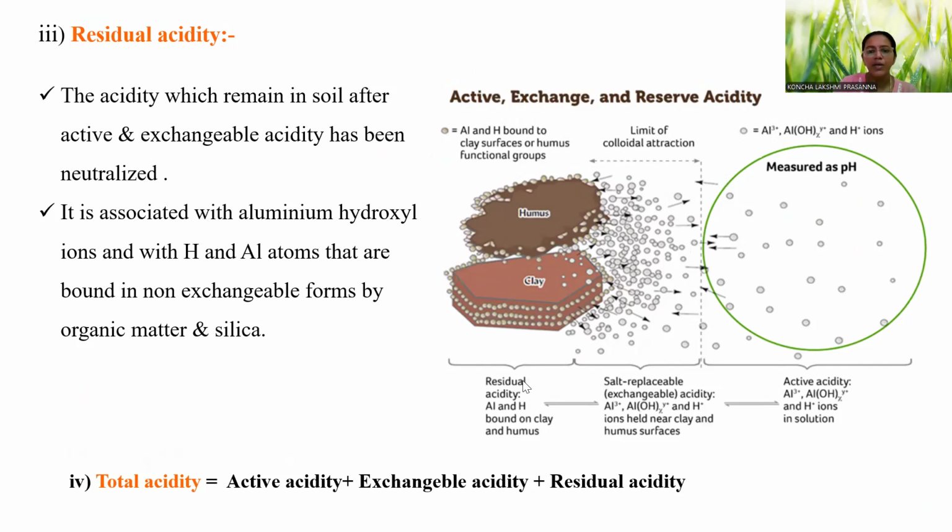Whereas the residual acidity is the acidity of H plus and aluminum ions which are bound on the clay and humus colloids. On the clay and humus colloids, this is known as the residual acidity.